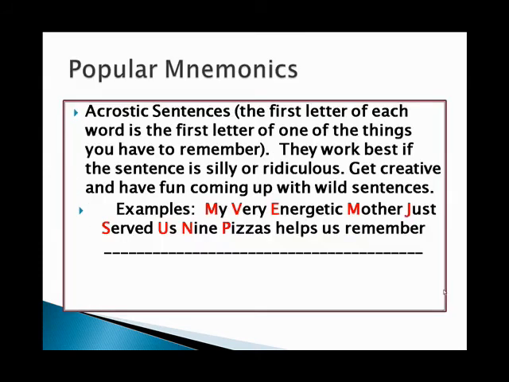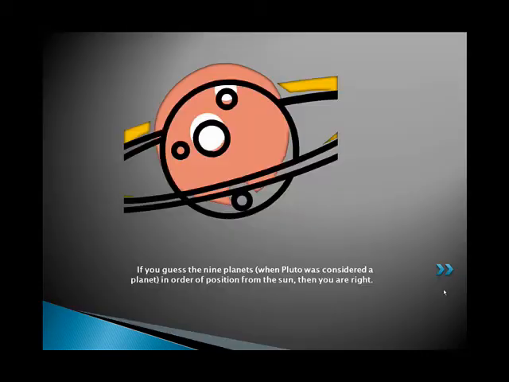Popular mnemonics. One type is the use of acrostic sentences. The first letter of each word is the first letter of one of the things you have to remember. They work best if the sentence is silly or ridiculous. Get creative and have fun coming up with wild sentences. Example: "My very energetic mother just served us 9 pizzas" helps us remember the 9 planets, when Pluto was considered a planet, in order of position from the Sun. If you guessed that, then you are right.